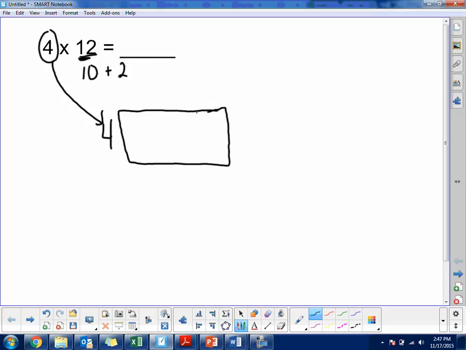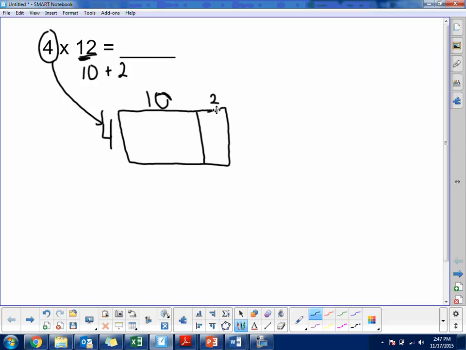So instead of putting 12 as my answer right there, I'm going to break it apart. I'm going to say that this long section is going to be 10. And this short section here is going to be 2. So now I have 10 here and 2 here. Does that make sense? Think about it. If you combine 10 and 2 together, you get 12. So it's still using the number 12 right there, but we're just breaking it apart. Now this is what we call an area model.